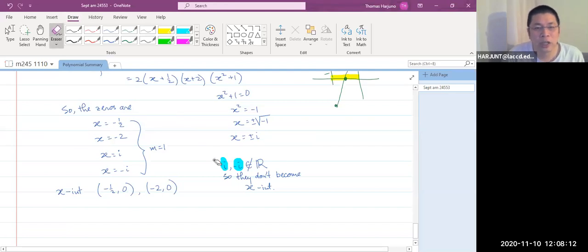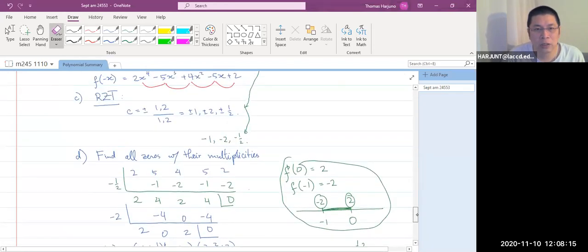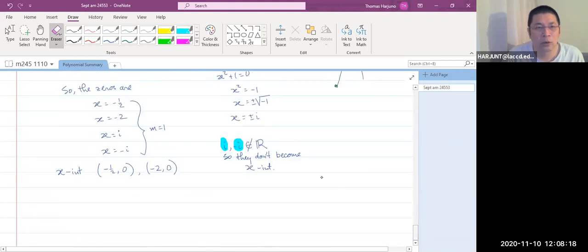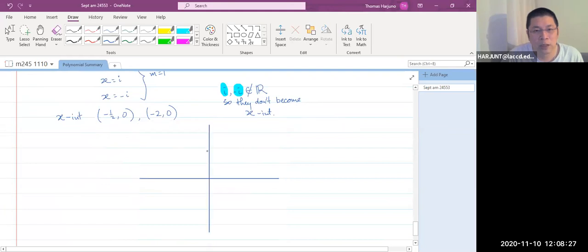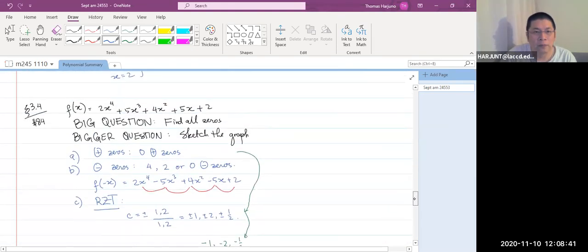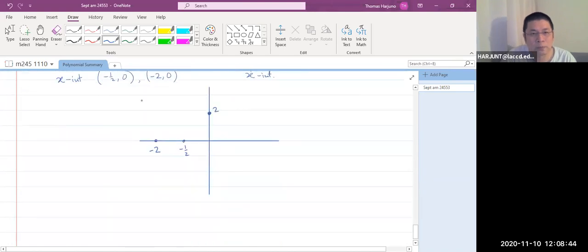Then how do we sketch the graph here? If I need to sketch that, what is the y-intercept? The y-intercept is (0, 2). The x-intercepts are (-2, 0) and (-1/2, 0). Its degree is 4, I believe. Leading coefficient 2, so it opens upward. Looks like that.